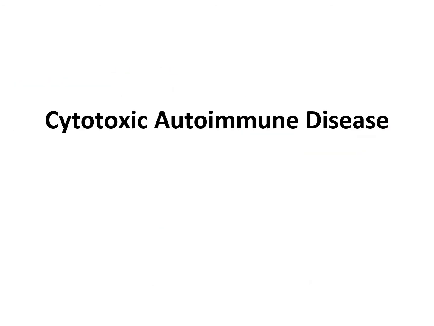There are many different types of autoimmune diseases, and they can be loosely classified into several different groups. The first type of autoimmune disease I want to talk about are cytotoxic autoimmune diseases. Cytotoxic implies that it's killing cells, but for these types of autoimmune disorders, the cells are not killed, but their function is altered.